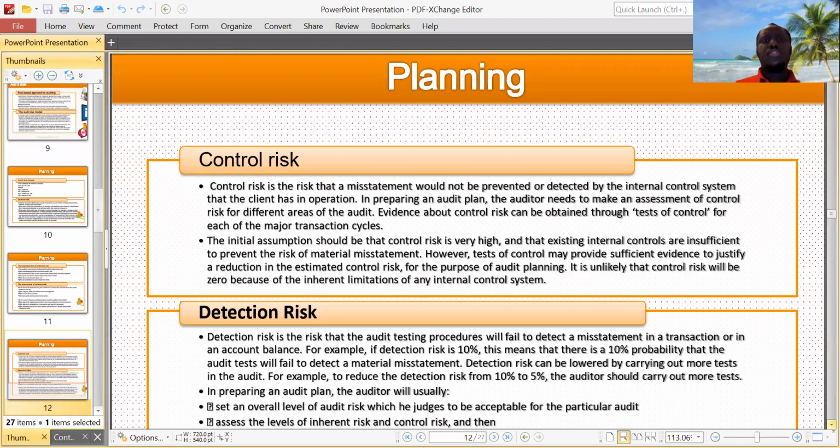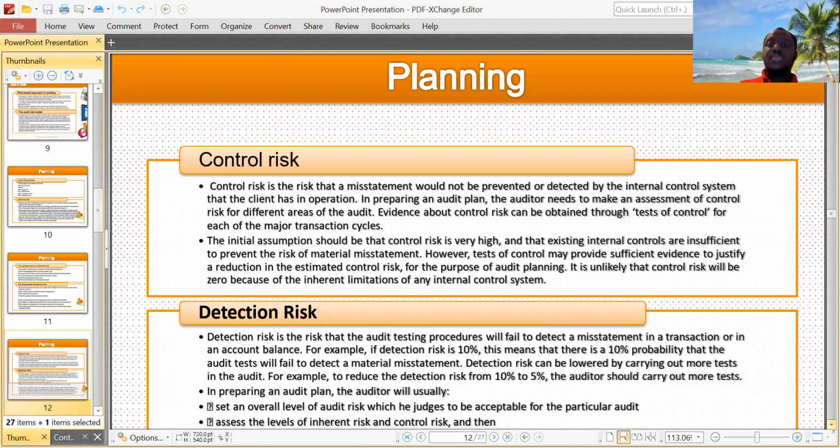Now let's talk about control risk. What at all is control risk? Control risk is the risk that a misstatement will not be prevented or detected by the internal control system that the client has in operation. So control risk is the risk that a misstatement will not be detected by the internal controls of the client.